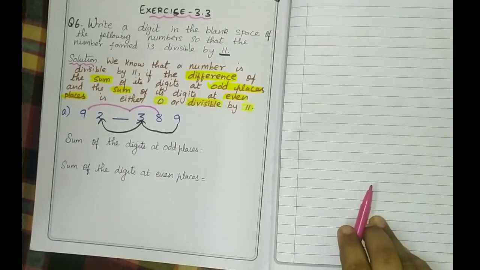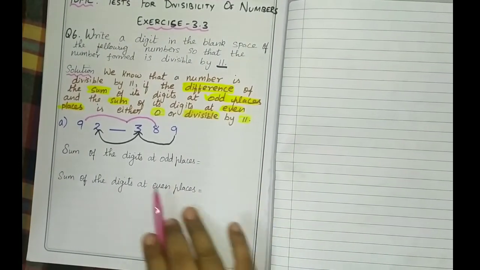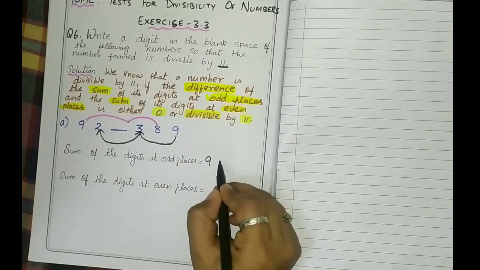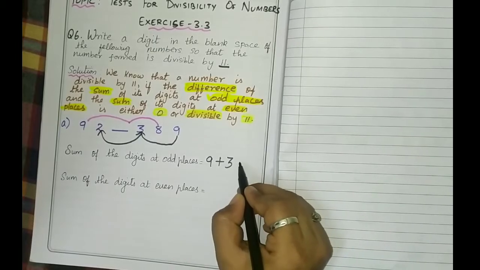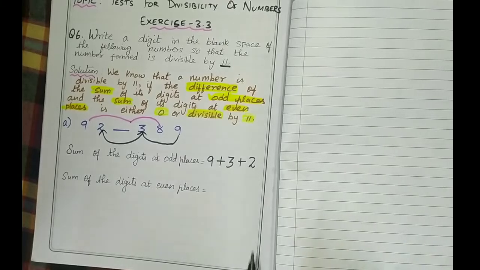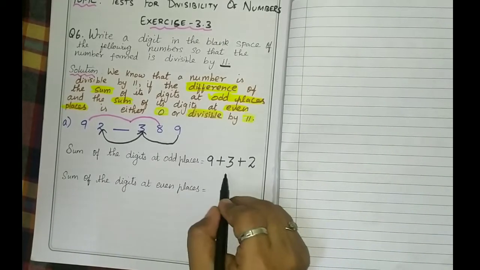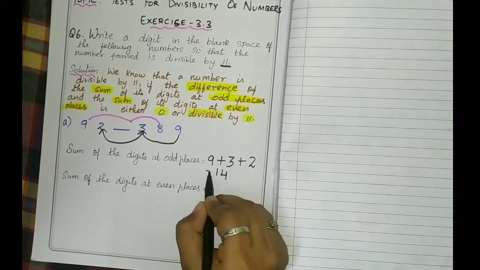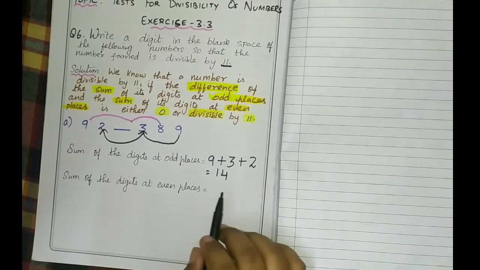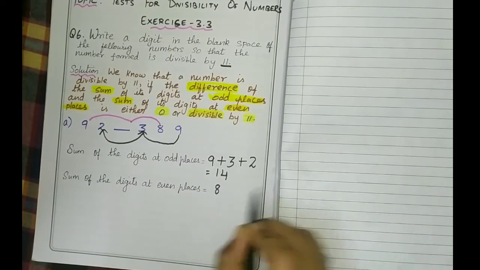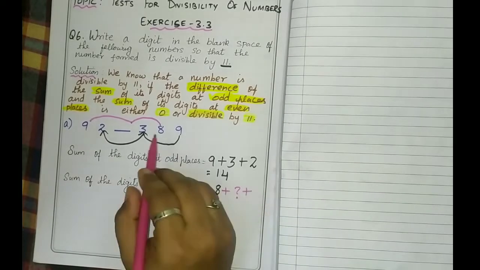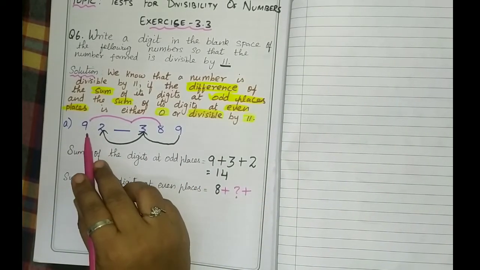Now what you have to do is find the sum of the digits at odd places and the sum of the digits at even places. The odd places sum is 9 plus 3 plus 2. What is 9 plus 3 plus 2? It is 14, right? Now, next step, the sum of the digits at even places. 8, I'll mark it in pink, 8 plus the blank space plus 9.